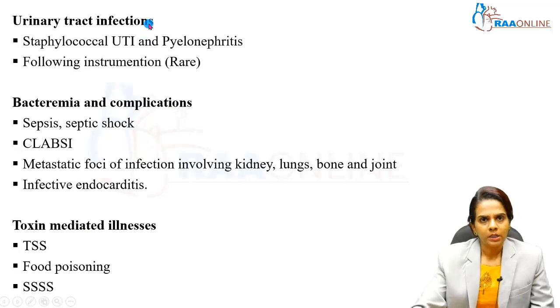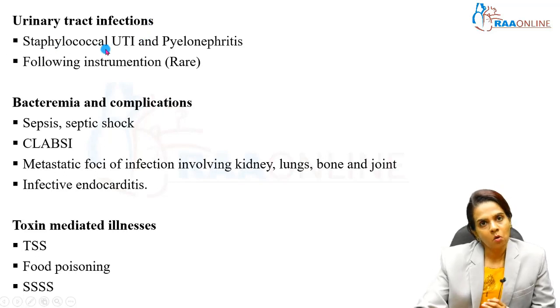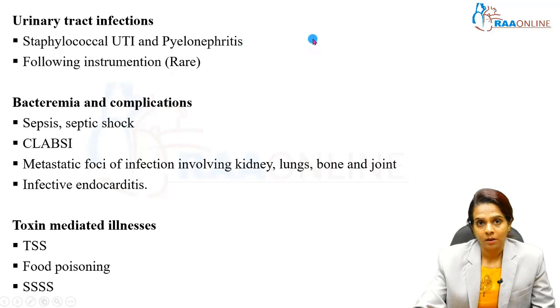And urinary tract infection, usually staphylococcal UTI and pyelonephritis can occur secondary to bacteremia. And also following instrumentation or catheter insertion, the UTI following this kind of instrumentation or catheter insertion is found to be very rare. And bacteremia and other complications like sepsis, patients can develop sepsis and septic shock.